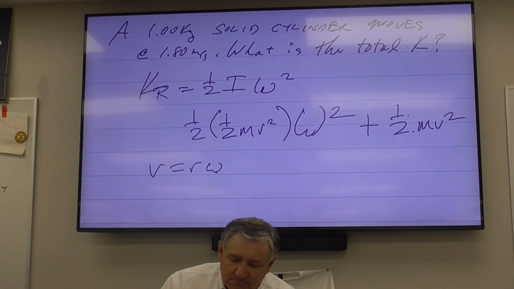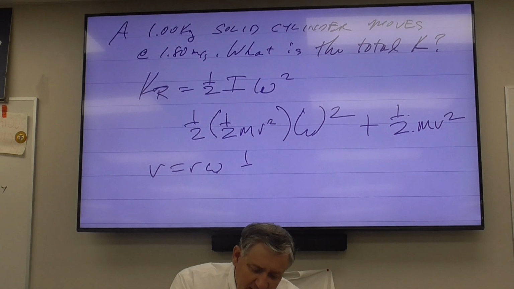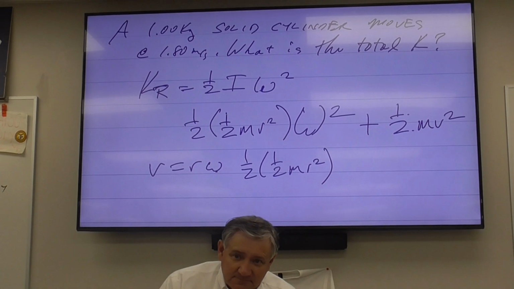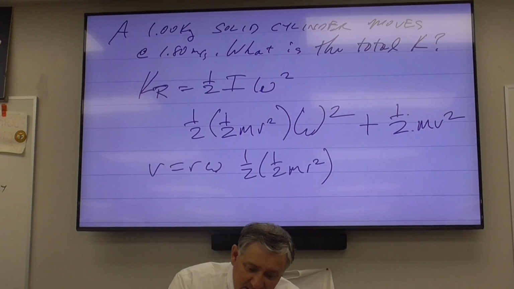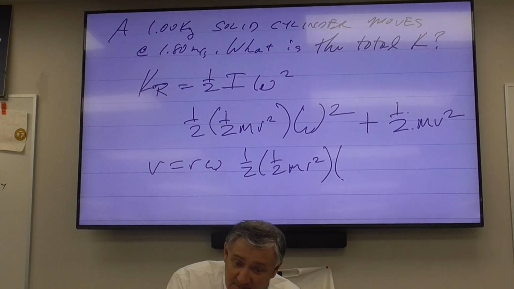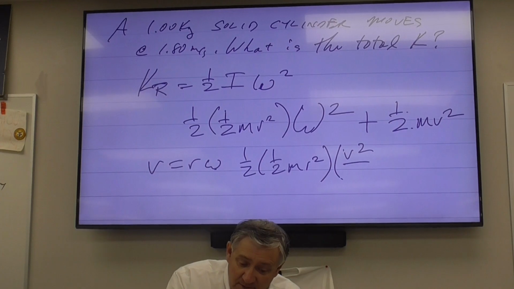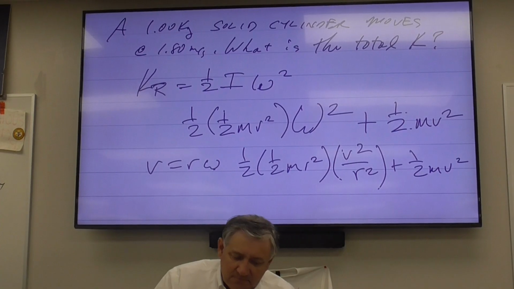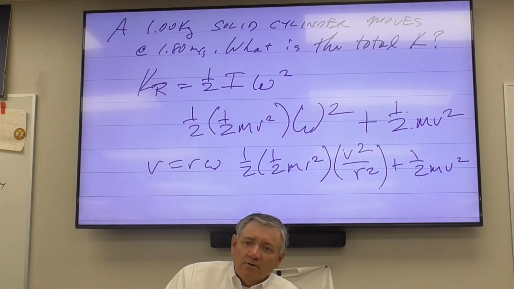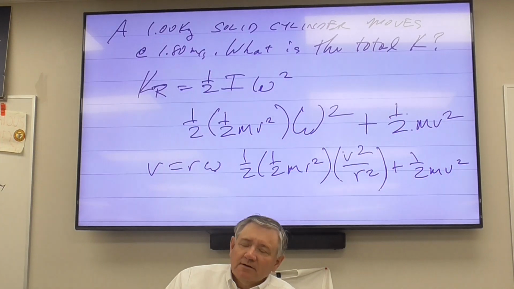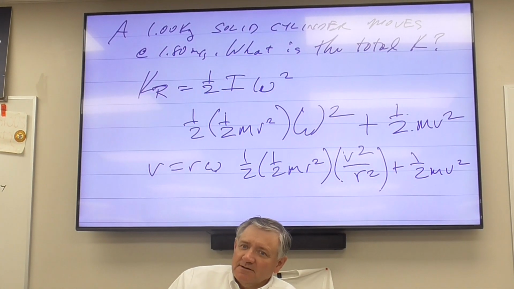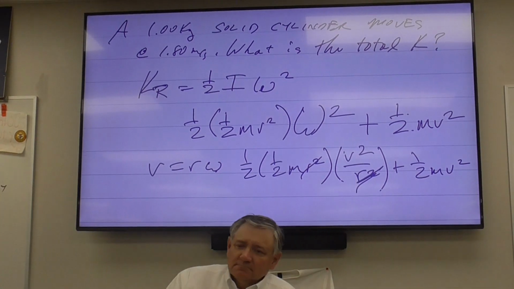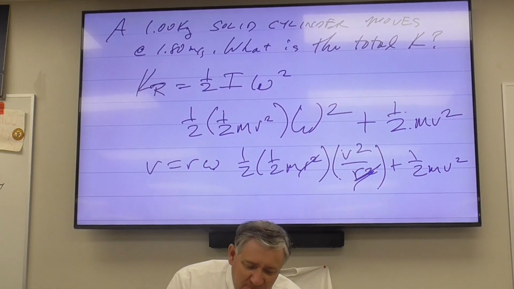V over R. So I get 1/2 times 1/2 MR squared, and then omega is V over R, so that's V squared over R squared. What happens to R squared? It cancels. Oh, I lose my R squared.